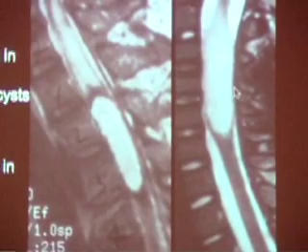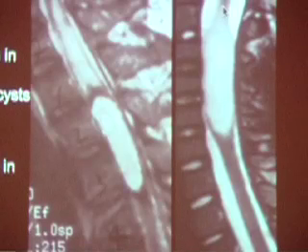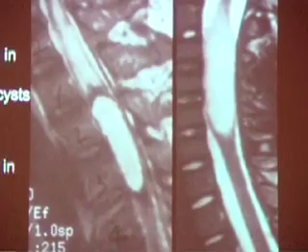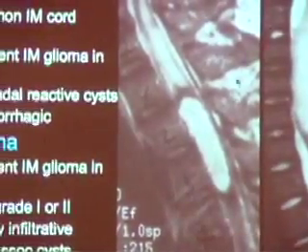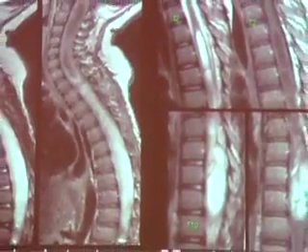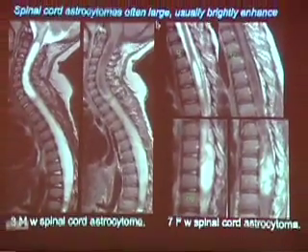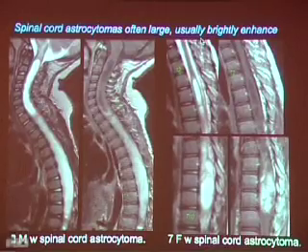Here's another patient who's got marked focal expansion of the upper cervical cord, but the margins are very ill-defined and infiltrative. There's no hemosiderin, there's no cyst. This patient is 35, this patient is 7. This is a fairly typical cervical ependymoma, and this is a classic cervical astrocytoma. Spinal cord astrocytomas are often very large. That patient's lesion was relatively small, and they typically brightly enhance, but not always.